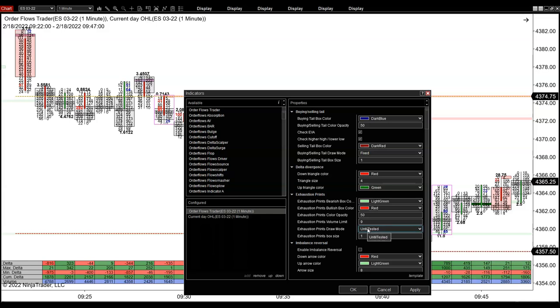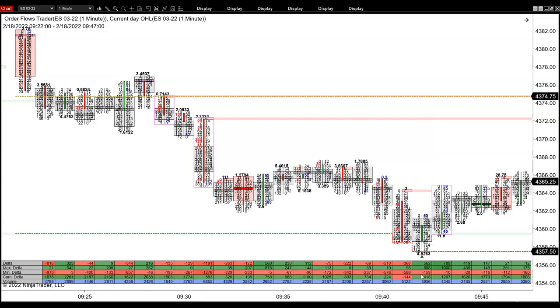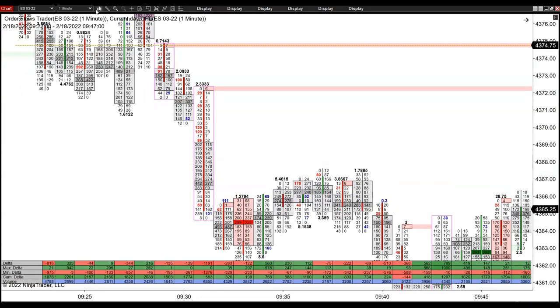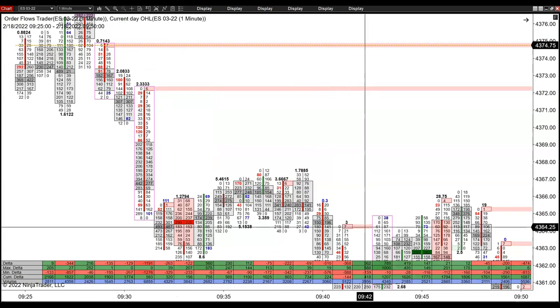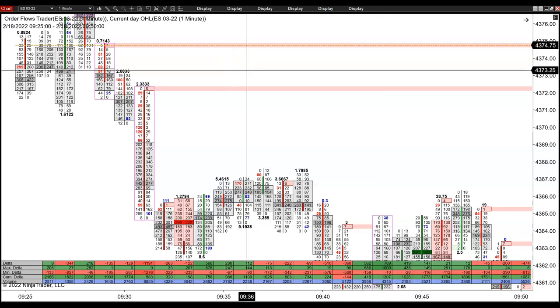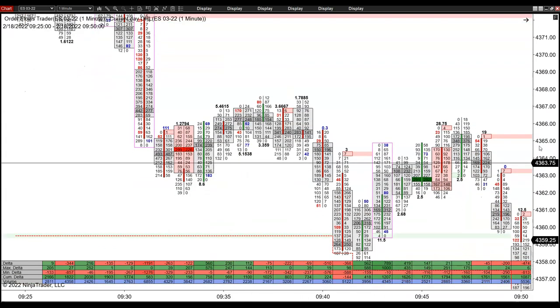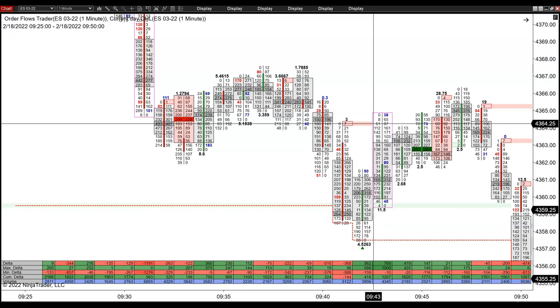Some markets behave differently. Okay, so this is E-minis, and we'll start here. Again, I have an exhaustion print here, an exhaustion print here. Now it's being drawn out until tested, right? Here's an exhaustion print being drawn out until tested. It tested it here. These haven't been tested yet. Okay, the market rallied up, hit it, right?